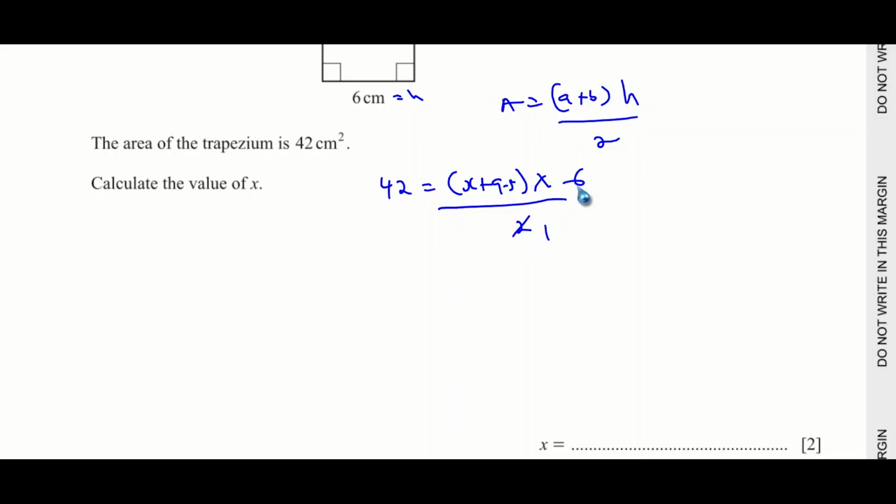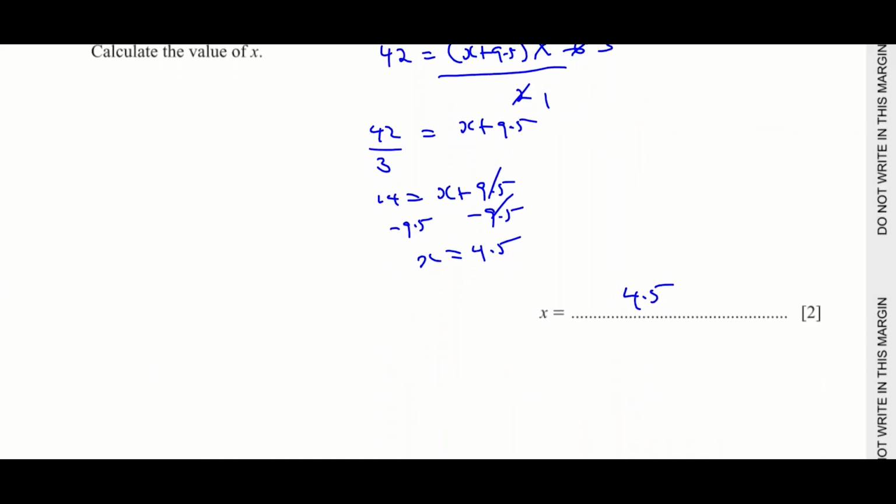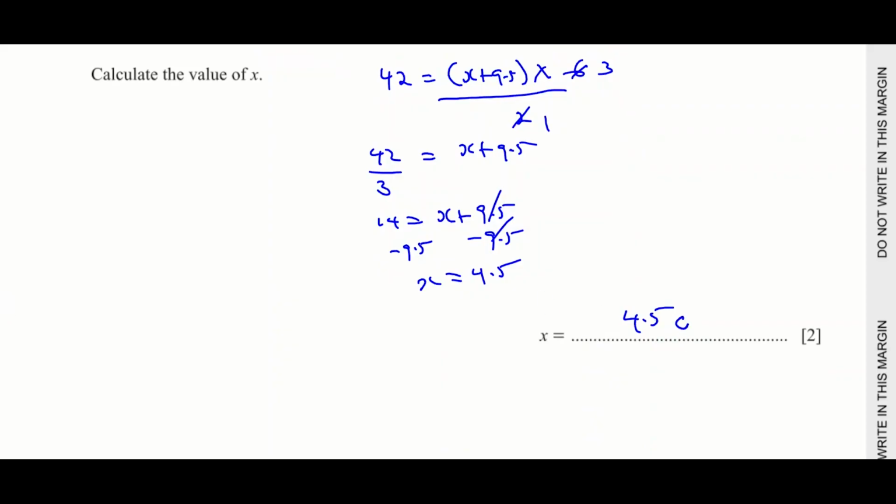So you can say 2 here 1, 2 in 6 is 3. Then you can divide 42 by 3, that is 42 over 3 equals x plus 9.5. This will give you 14 equals x plus 9.5. So subtract 9.5 from both sides. So x will be equal to 4.5. That is centimeters, so we want to put centimeters here.